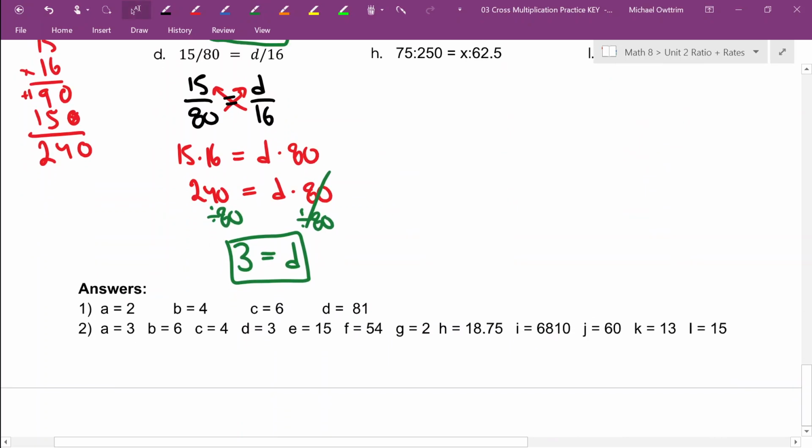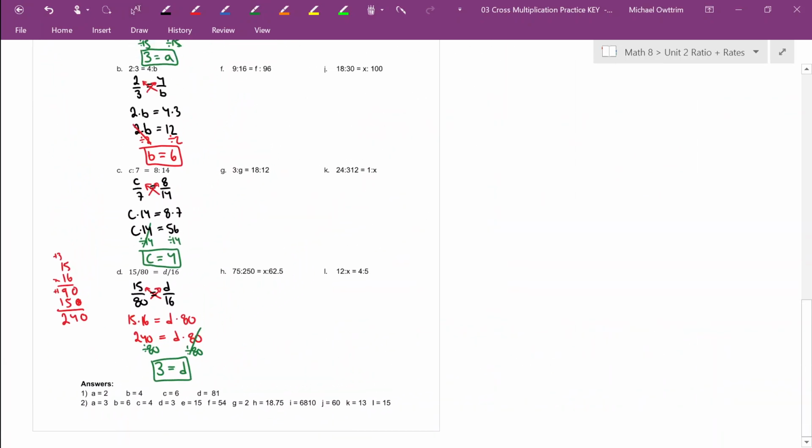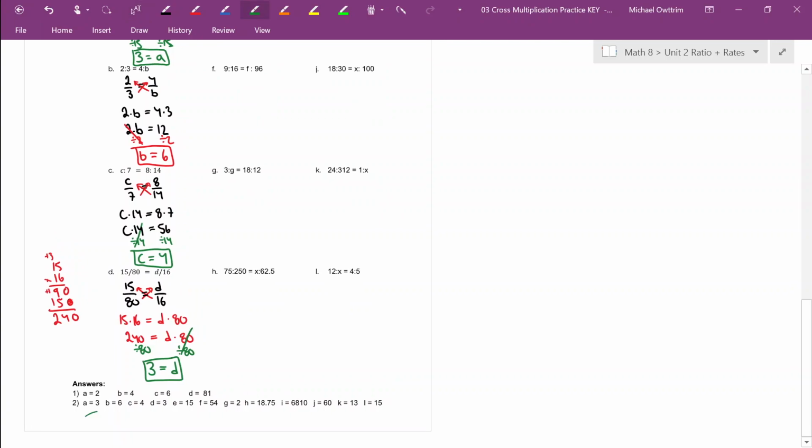Okay, and obviously you've got your answers there along the bottom to be able to confirm. So A is 3, B is 6, C is 4, and D is 3. And obviously you can work through all the questions in that way.